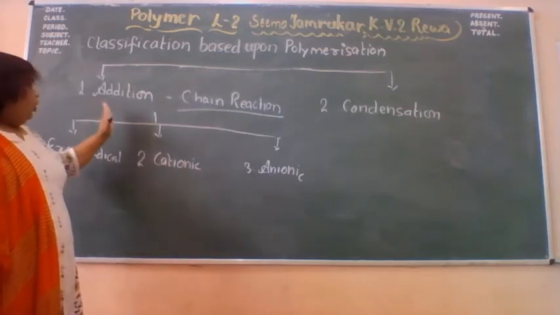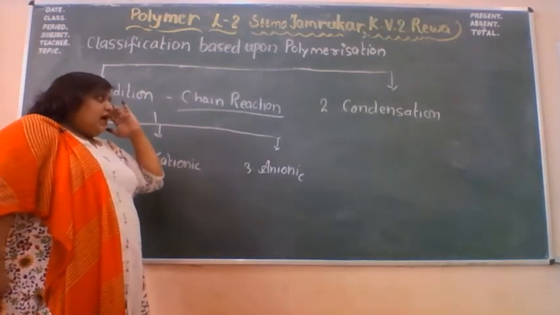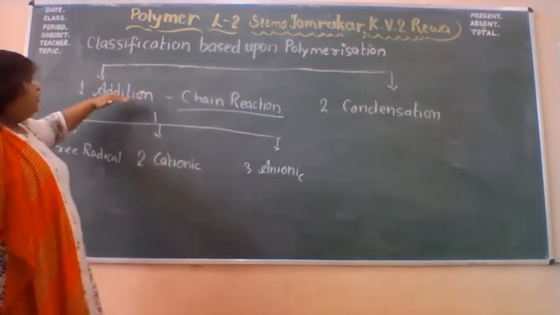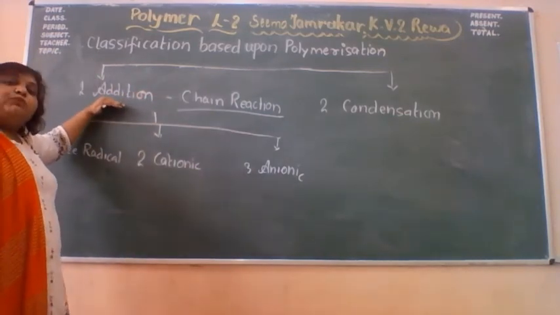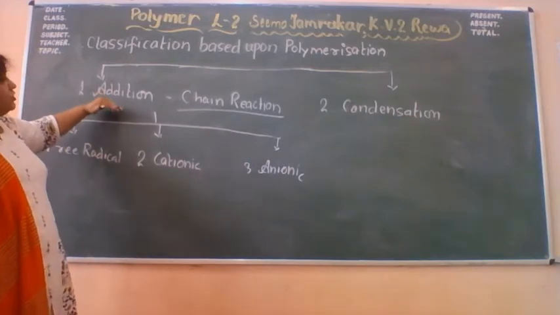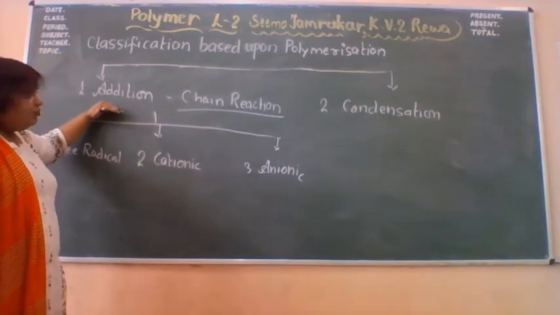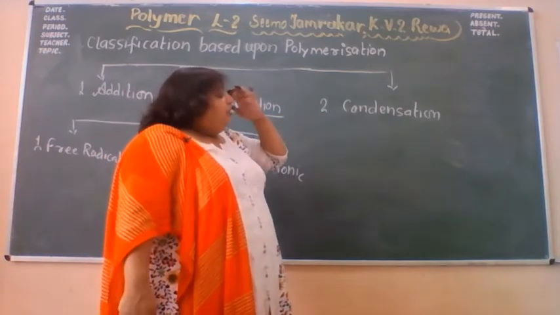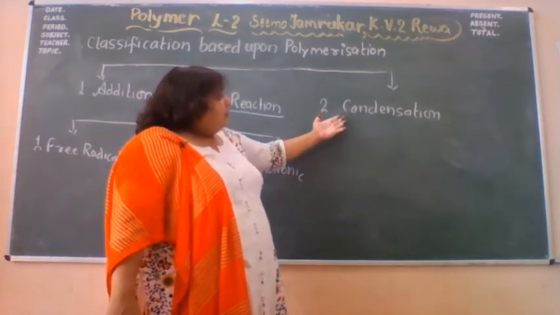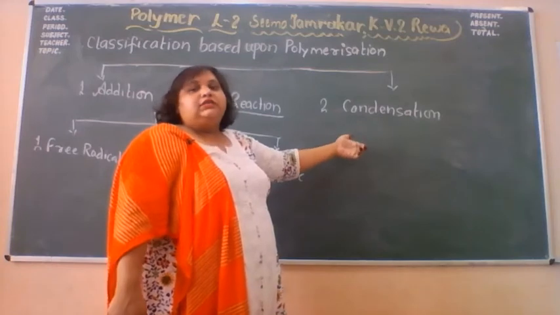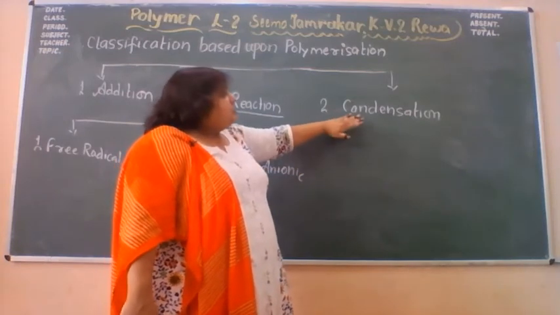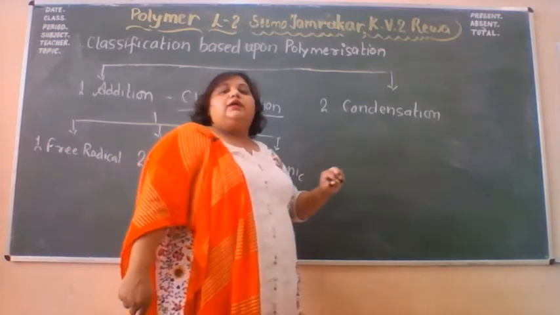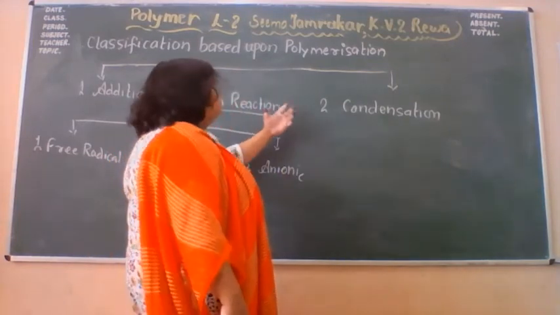Two types of reactions are there, addition and condensation. Whenever the polymerization takes place by a repeated addition process, this is called the addition type of polymer. Whenever during the formation of polymer, when the monomer units combine together, some elimination takes place, this is called the condensation.